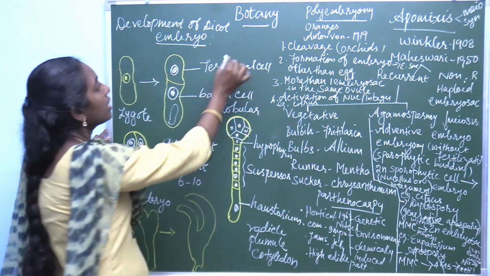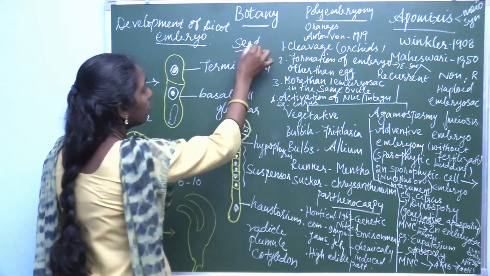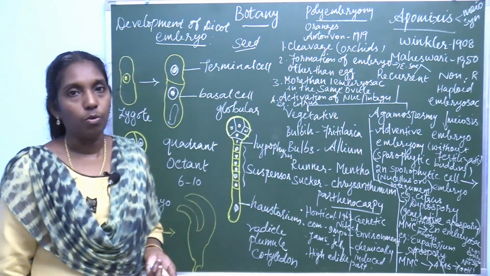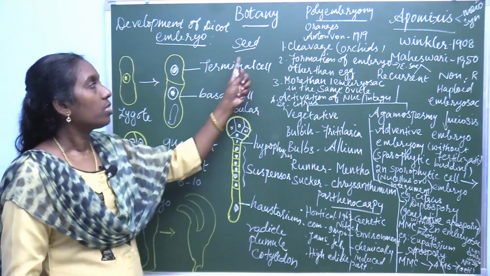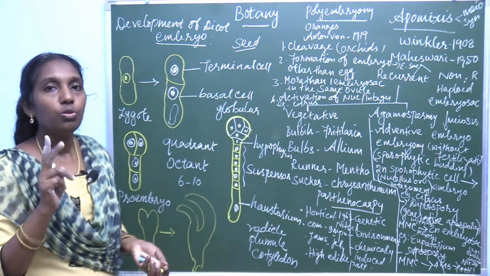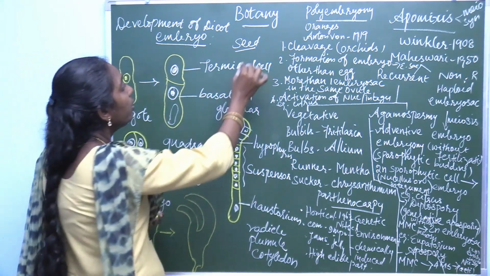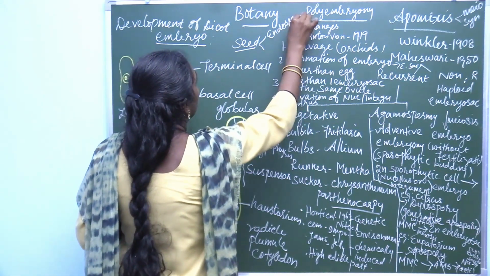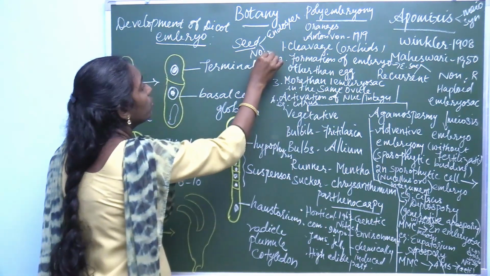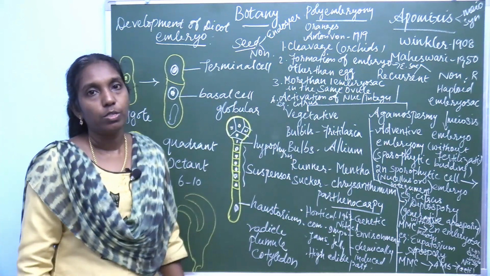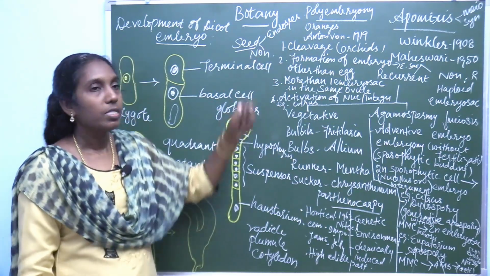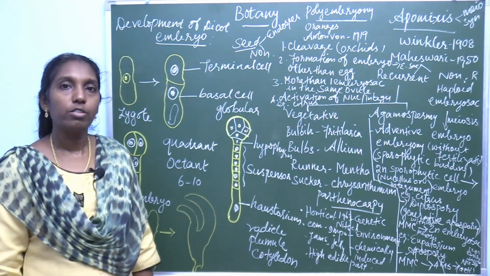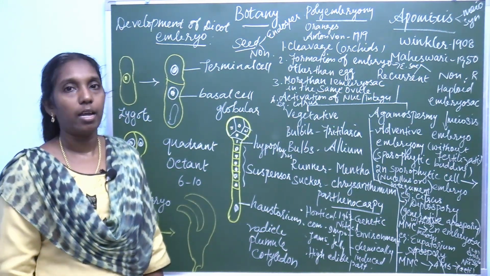The next topic is seed. Define seed. Seed is the fertilized ovule. The fertilized ovule is called a seed. There are 2 different types of seed, endospermous and non-endospermous. The endospermous seeds are otherwise called albuminous seeds. Non-endospermous seeds are called ex-albuminous seeds.